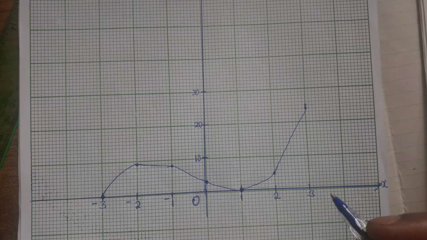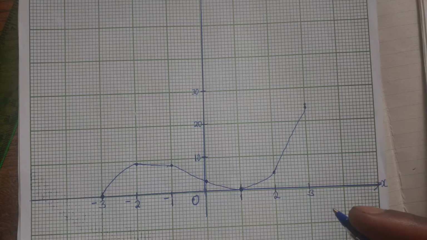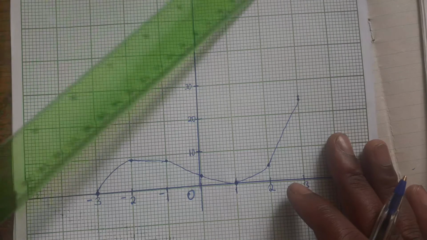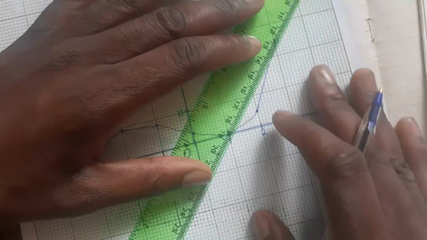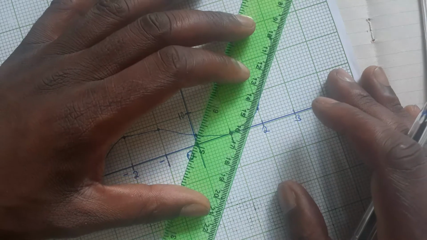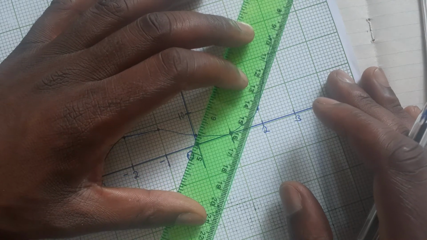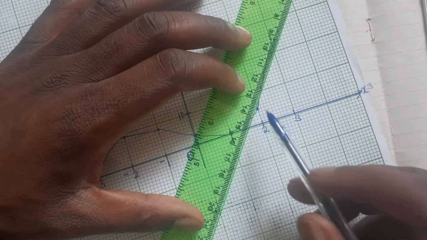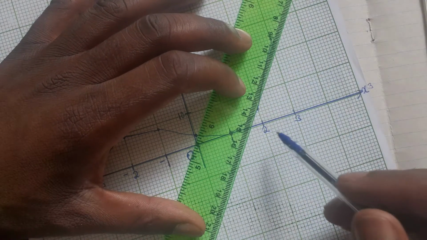we're going to see which one is more accurate. Okay? The first one is where we say at this point 2, we draw a tangent. We draw what? A tangent. That is a straight line that just touches this graph at this point. Okay? We draw a tangent here.